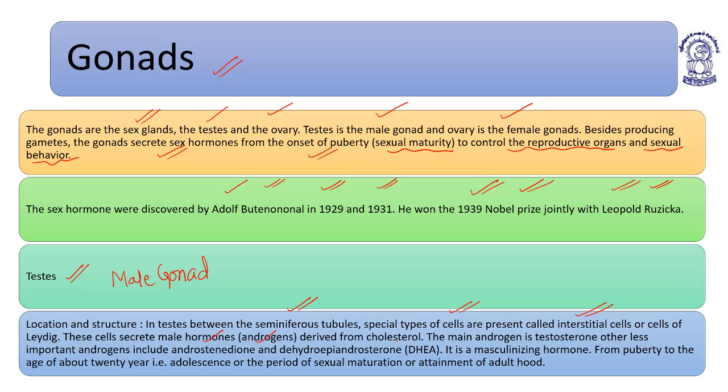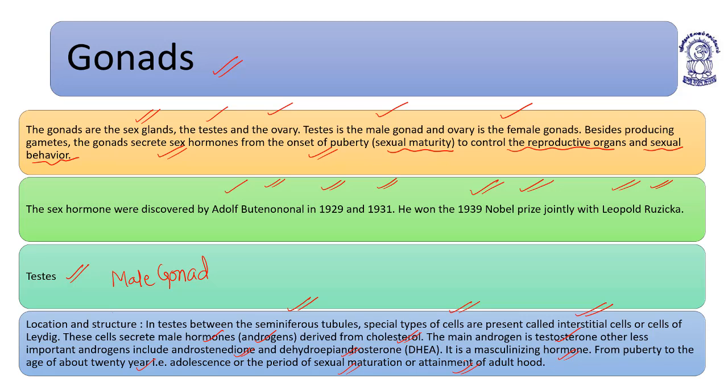These androgens are derived from cholesterol, meaning they are steroid based. The main androgen is testosterone, and other less important androgens are androstenedione and dehydroepiandrosterone. It is a masculinizing hormone from puberty to the age of about 20 years, adolescence, or the period of sexual maturation or attainment of adulthood.